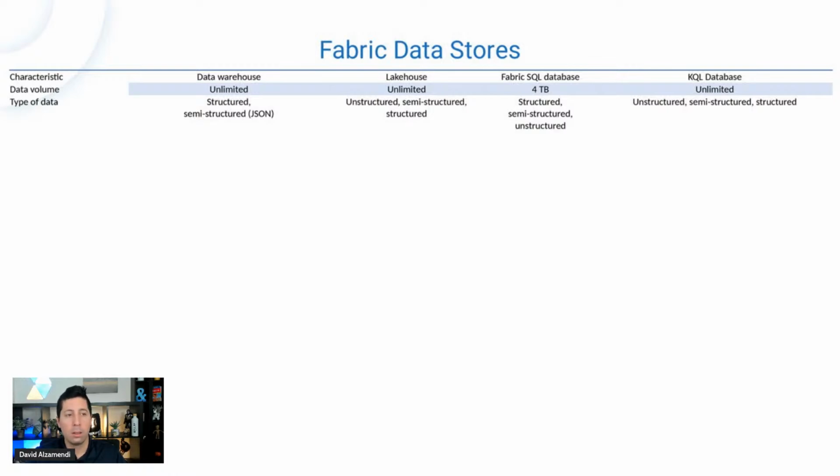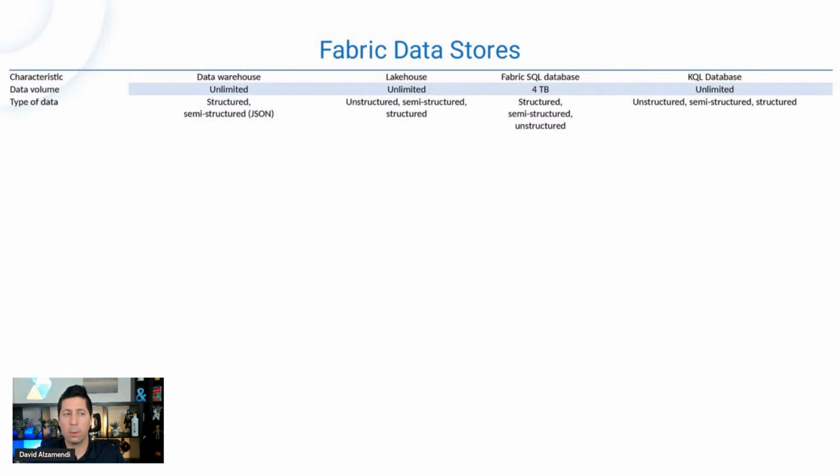All right. So you can see from a volume point of view that none of the data stores has a really low end in regards to capacity. Even when you look at the Fabric SQL database, you can store up to 4 terabytes of data. And in many cases, that's a lot of information. I would argue that 95% of organizations won't have 1 terabyte of information within their analytics environment, put it that way. The type of data will be different across different data stores.